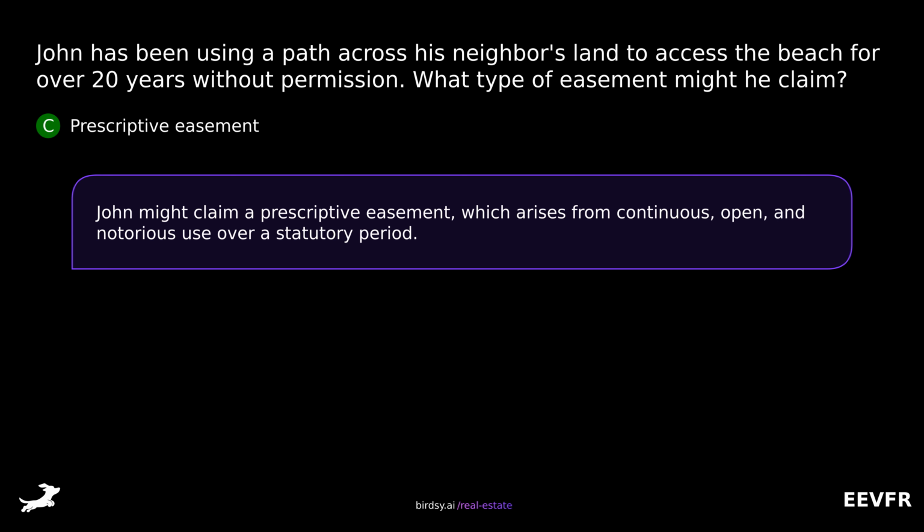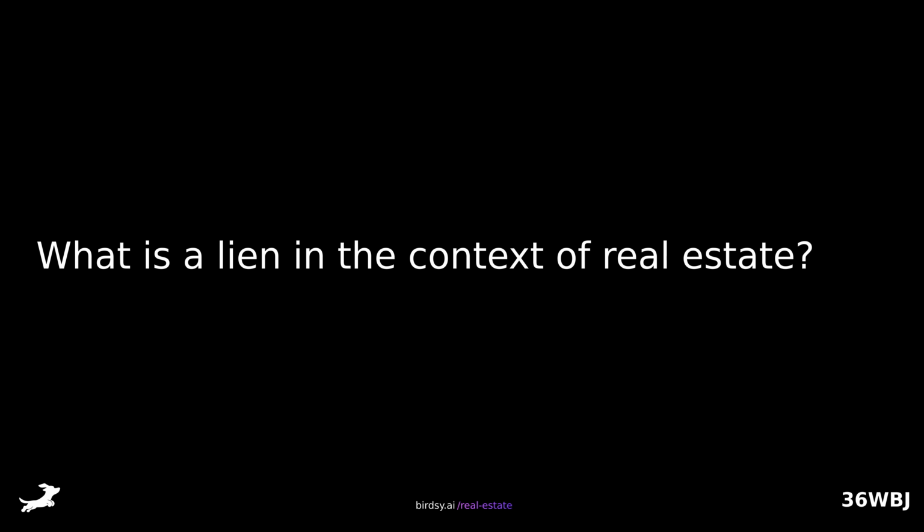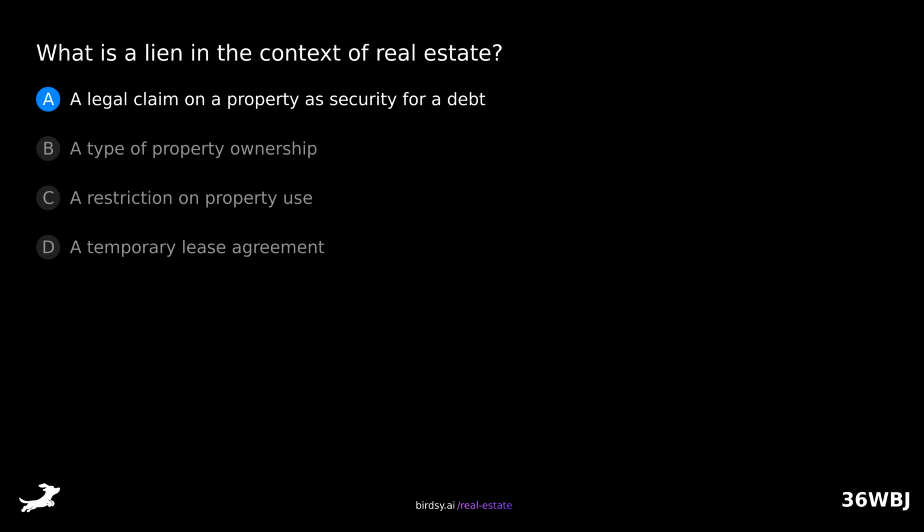John might claim a prescriptive easement, which arises from continuous, open, and notorious use over a statutory period. What is a lien in the context of real estate? Is it A, a legal claim on a property as security for a debt, B, the type of property ownership, C, a restriction on property use, or D, a temporary lease agreement? The answer is A, a legal claim on a property as security for a debt.